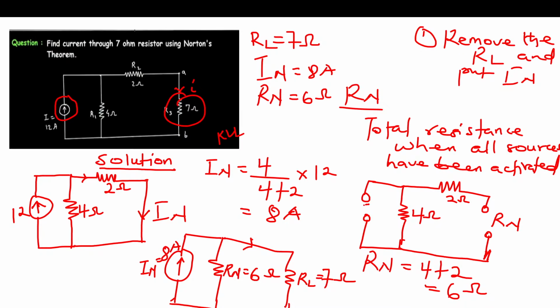Now, how do we find I, the current passing through the 7 ohm resistor here? Once again, we can use current division. Now, the total current coming is 8 amperes. If you want to find I, here is equal to, now the opposite one, 6 over 6 plus 7 times the total current, which is our Norton's current, 8. And what are we going to get? 3.692 amps. Please, if you don't get anything, you can let me know in the comment section so I go over.